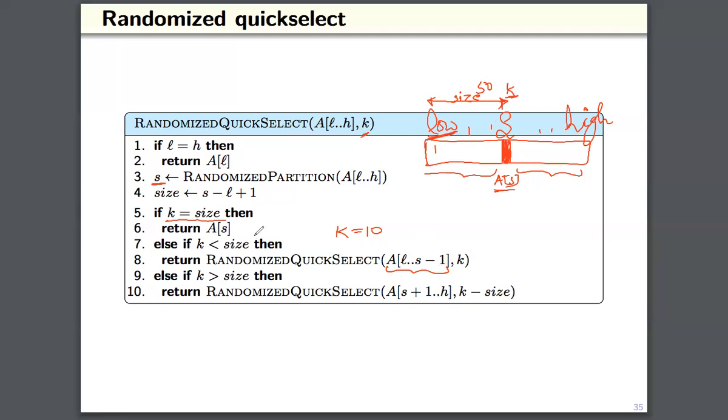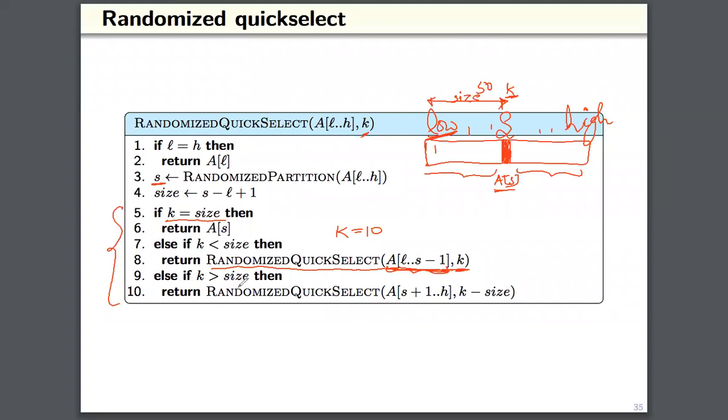This is like your binary search. The only difference, lines 5 to 10 are like your binary search. The only difference is that S need not be the midpoint. If K is less than size, the kth smallest element is in the first part. So recursively call randomized quick select for the kth smallest element in the first part of the array.